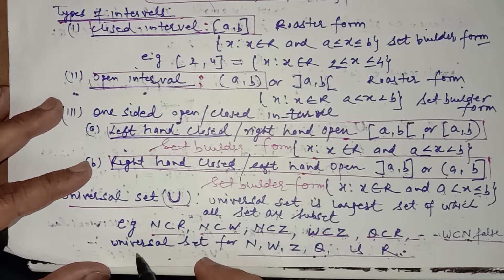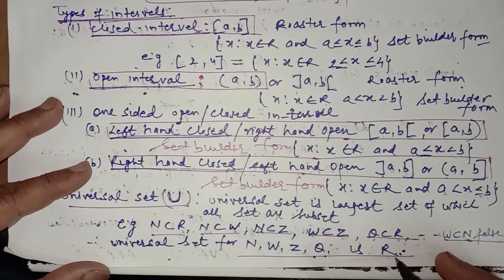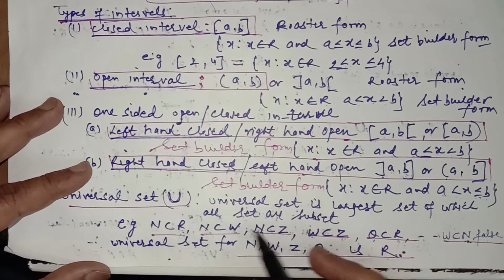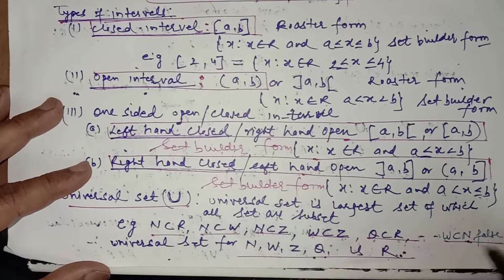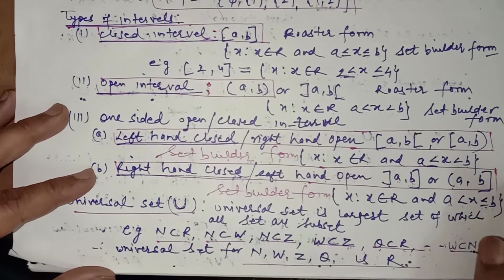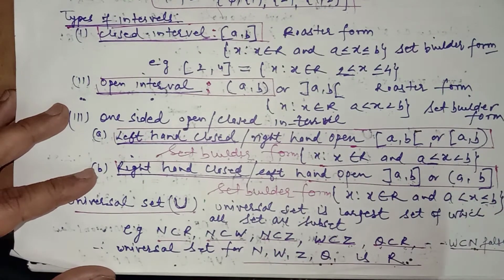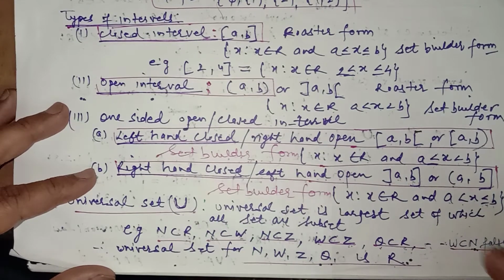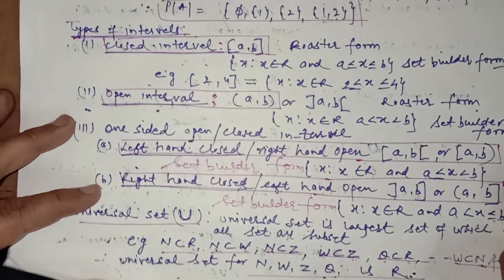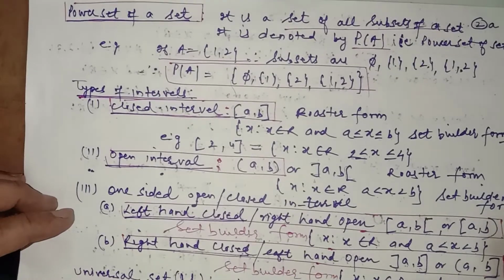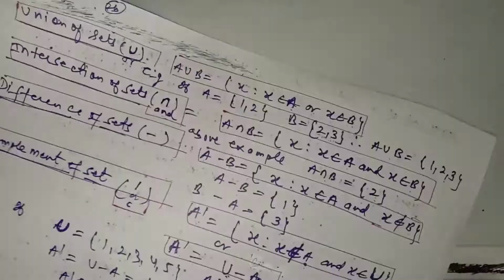So we can say that the universal set for natural number, whole number, integer, rational number is all real numbers, because this collection of sets belongs to the real numbers. So what is the universal set for natural number, whole number, integers, rational number, irrational number? It is the set of real numbers. So the universal set is the largest set.